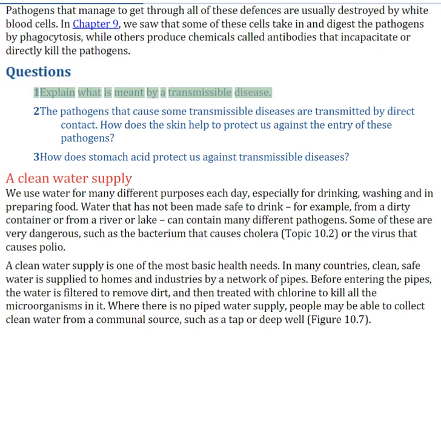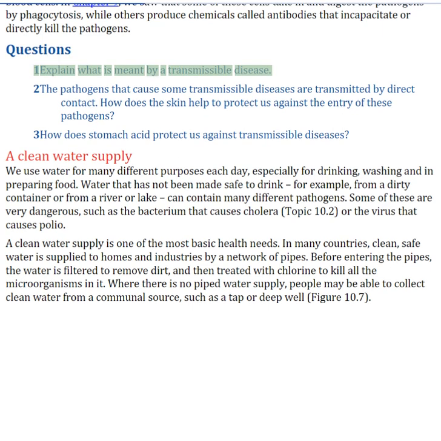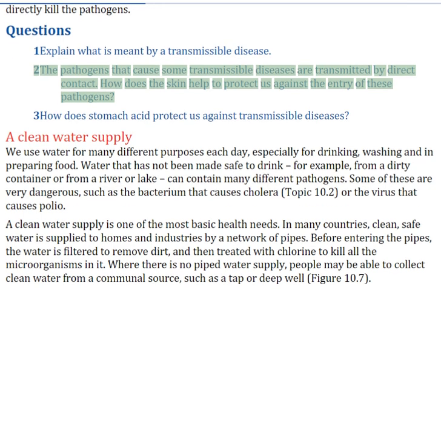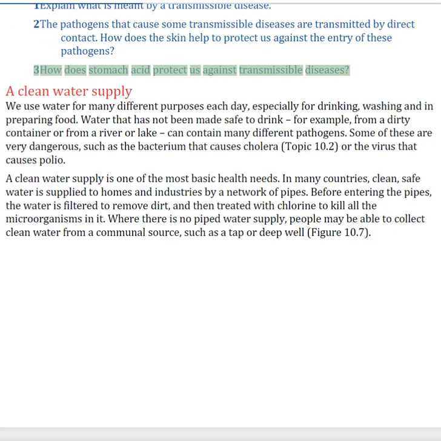Questions. 1. Explain what is meant by a transmissible disease. 2. The pathogens that cause some transmissible diseases are transmitted by direct contact. How does the skin help to protect us against the entry of these pathogens? 3. How does stomach acid protect us against transmissible diseases?